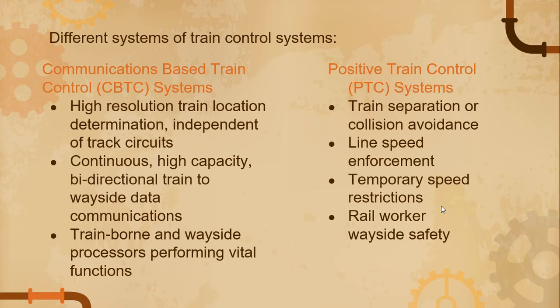So next is the positive train control systems or the PTC system. So ano ba yung mga characteristics naman ng ating PTC? So different from the CBTC, PTC has train separation or collision avoidance, line speed enforcement, temporary speed restrictions, and rail worker wayside safety. So ito yung inclusions nung sa PTC. So ito pinagtabi sila para magkaroon tayo ng comparison sa dalawang systems ng train control systems.